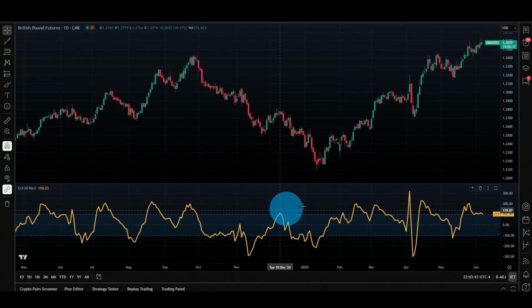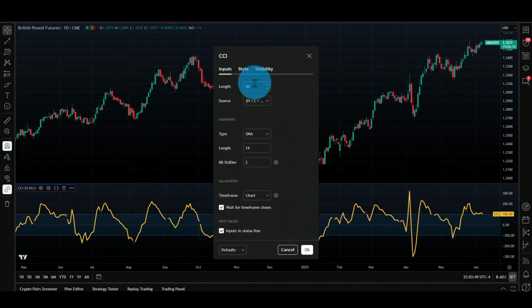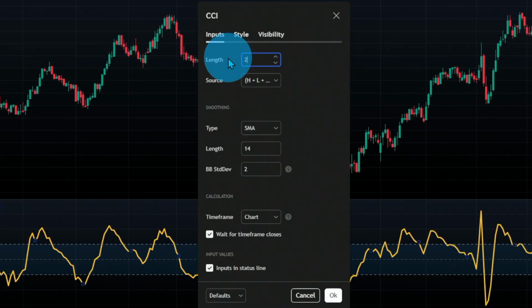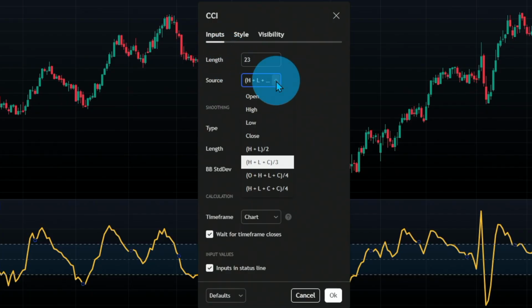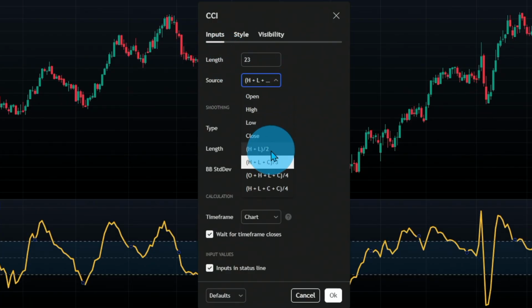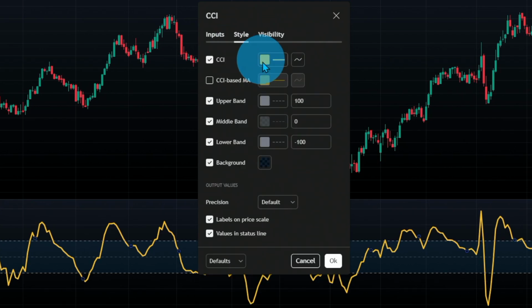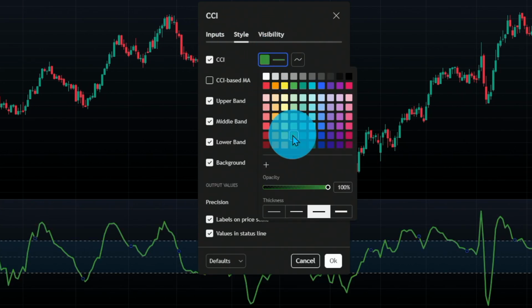Here is the CCI indicator on a chart. And first of all, you need to double click and change the length to 23 and change the source to high plus low divided by 2. And then we go to style, change the color to green, and make the thickness 4.